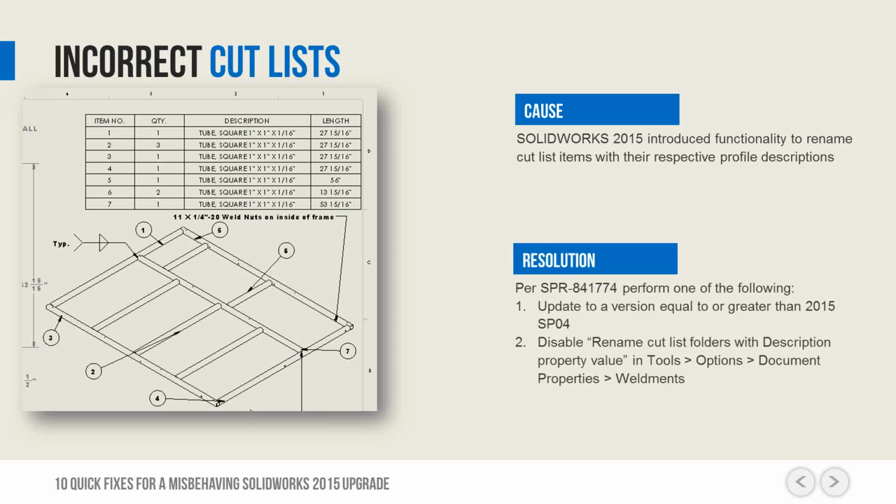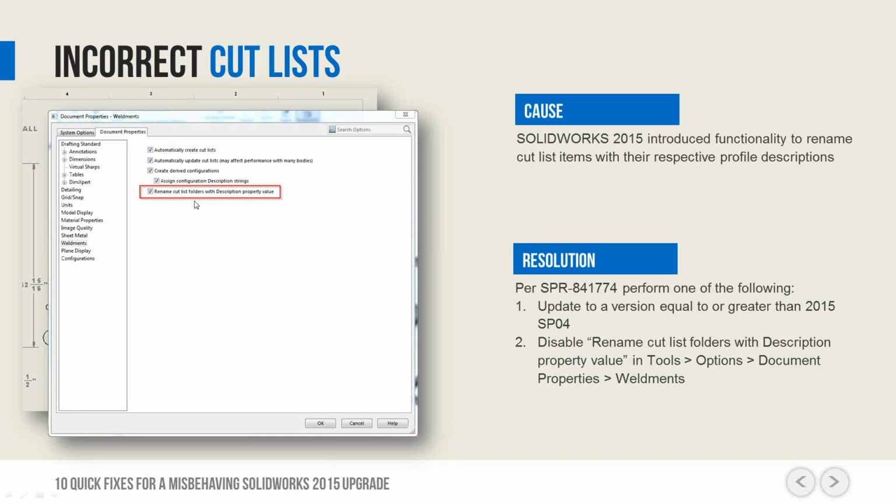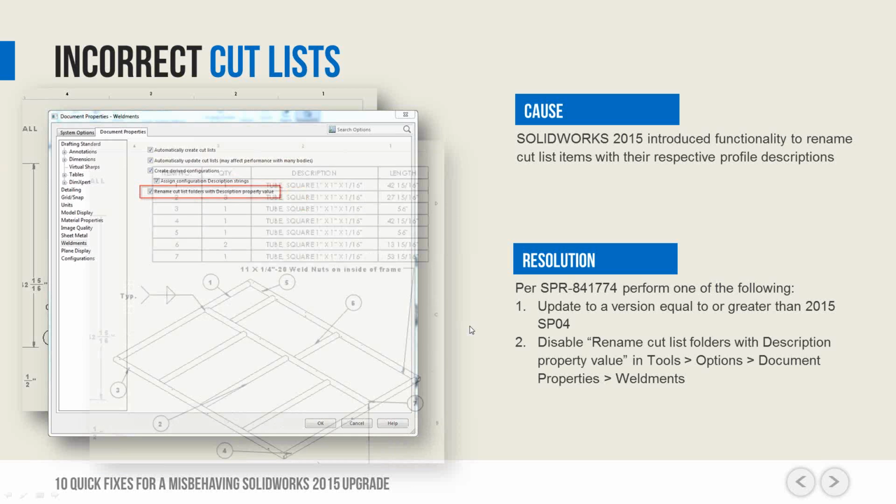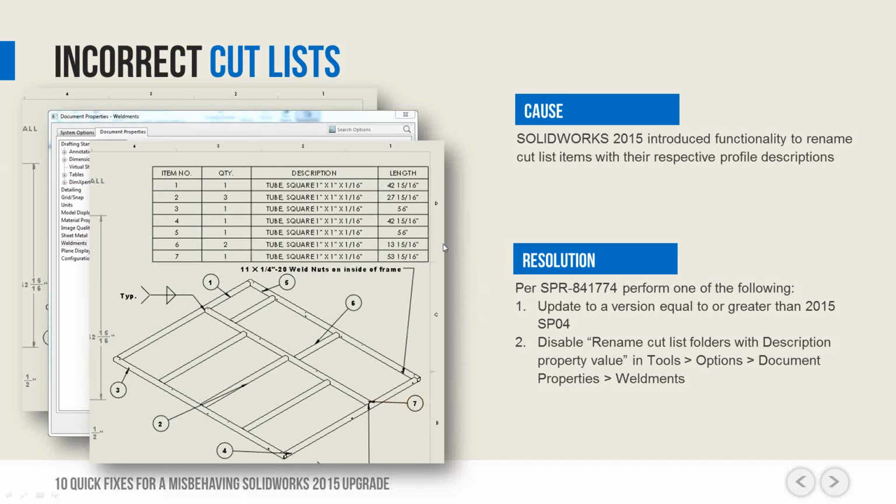So the resolution here, again, there's another SPR in the knowledge base that I've referenced. You can do one of the following. You can upgrade to a version equal to or greater than 2015 SP4 to make sure that you won't have this problem. Or you can go into the tools, options, and document properties and weldments and uncheck rename cut list folder with description property value. So you can see that highlighted in red here in this screenshot. Unchecking this box and then clicking OK, of course, will solve the problem. And so we'll see that if we go back to the drawing after unchecking the box, all of our cut list lengths and so forth will be updated properly.